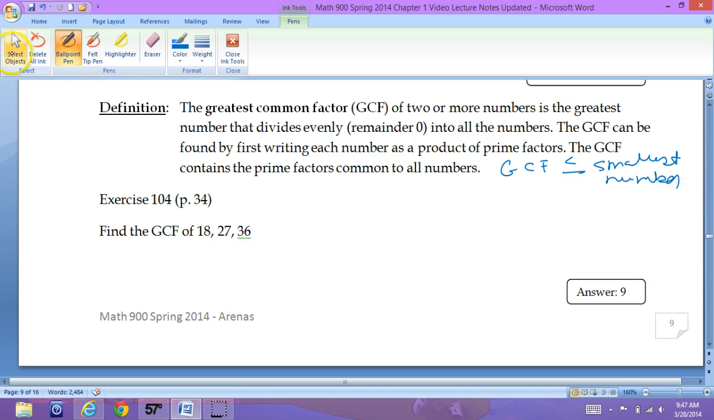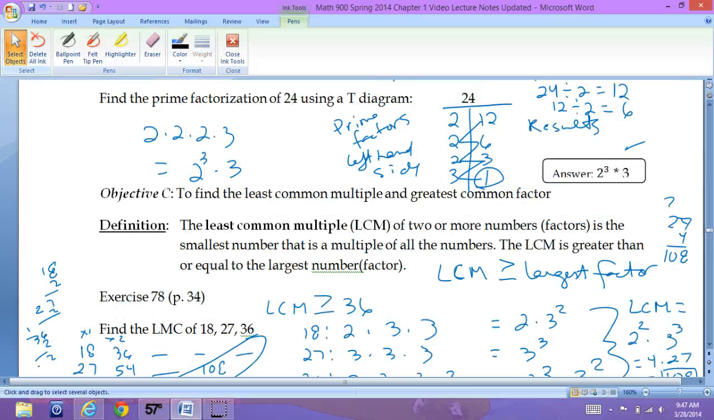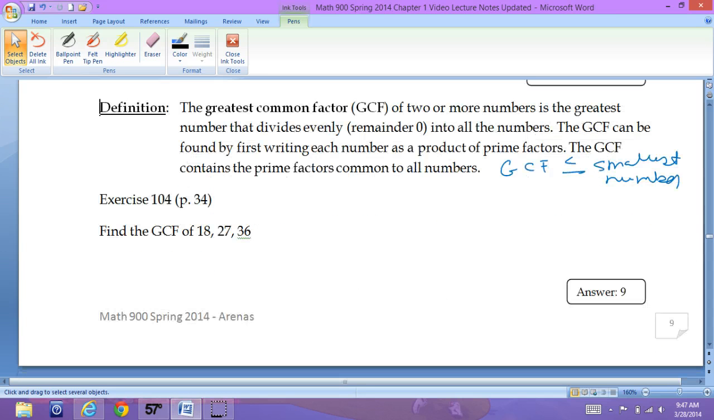So let's take a pause and go back up to our prior problem. Remember up here we said, oh, the LCM has to be greater than or equal to 36. Was it? Yes. The LCM was greater than or equal to 36. In fact, it was greater than 36. So now we have to find something that's less than or equal to what? Our smallest number. And our smallest number in this case is 18. So our GCF cannot be bigger than 18.